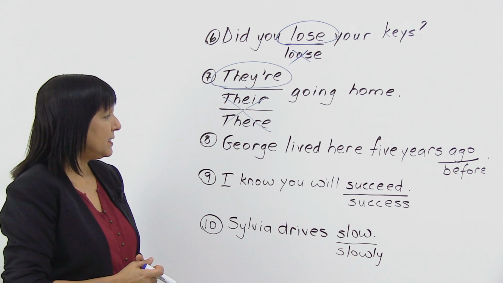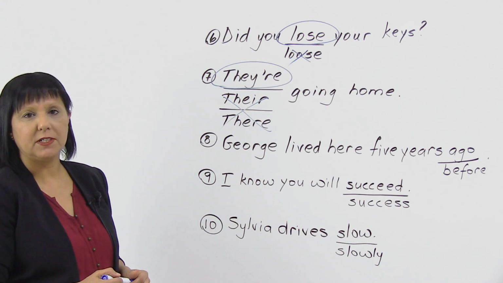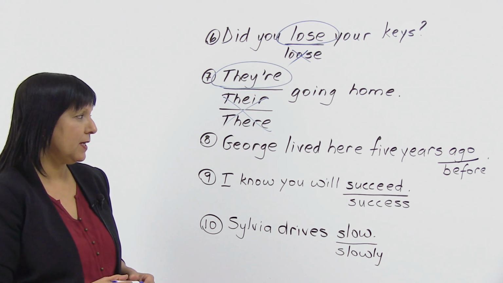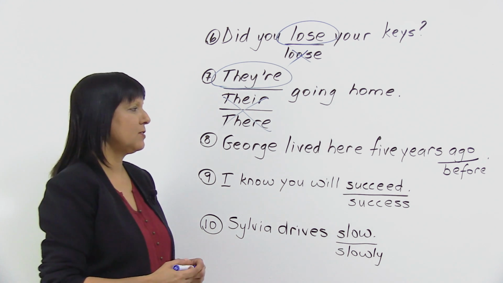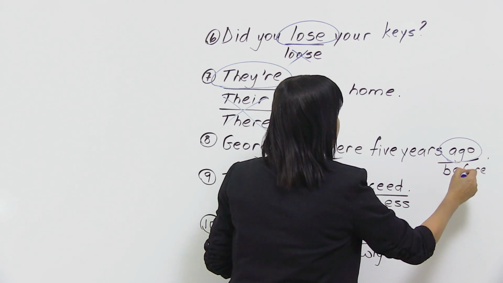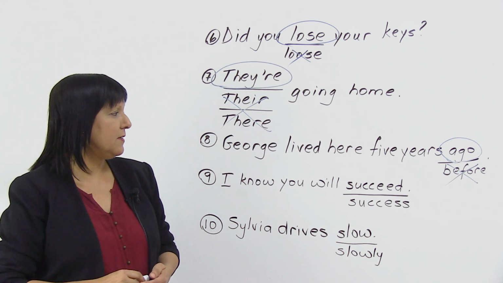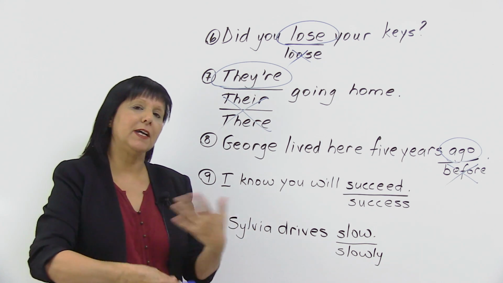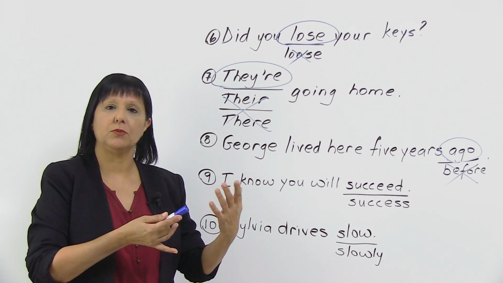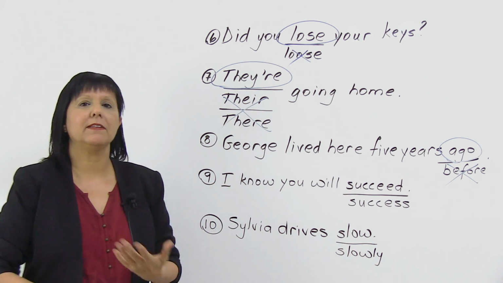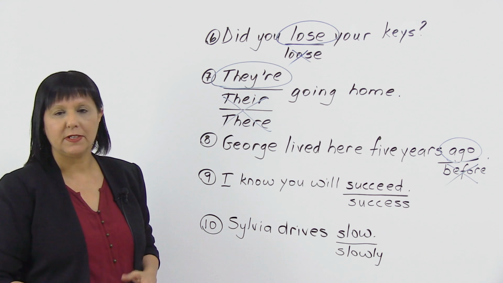Okay, number 8. George lived here 5 years ago, or George lived here 5 years before. Okay, which one is right? This is a common mistake as well. Okay, the correct answer is 5 years ago, because if you said before, then you have to say something after that, like George lived here 5 years before I did, or before he went to college, or before he got married, or something like that. Okay, we can't just let it hang like that, the word before. So the correct answer here is ago.